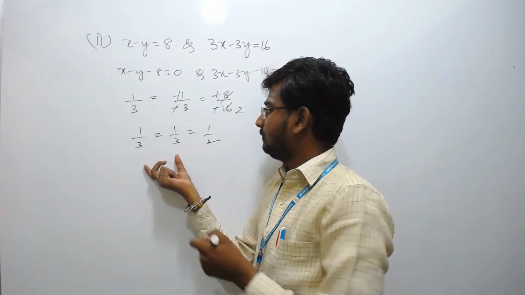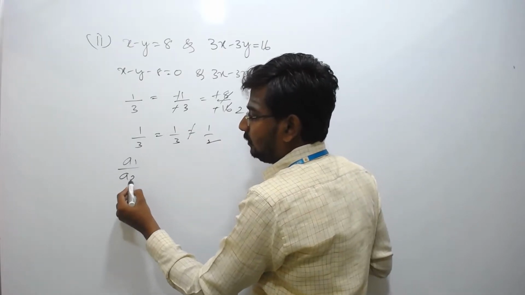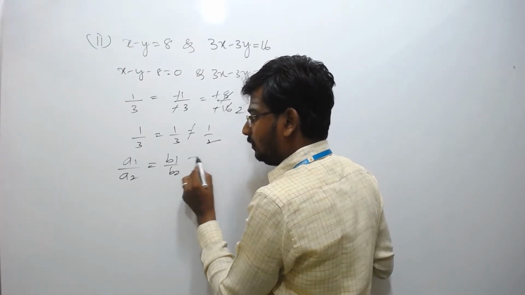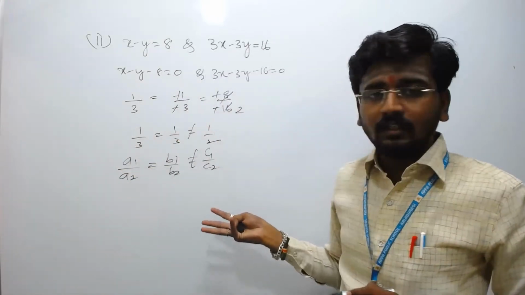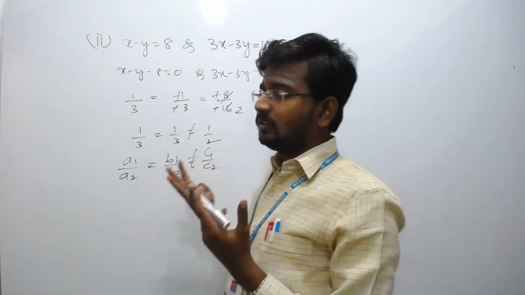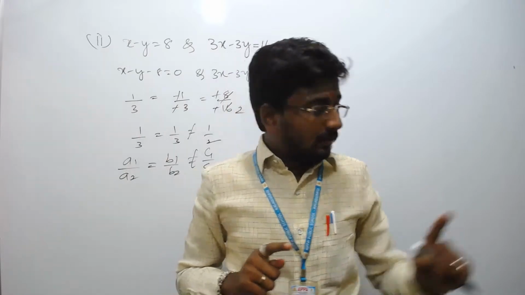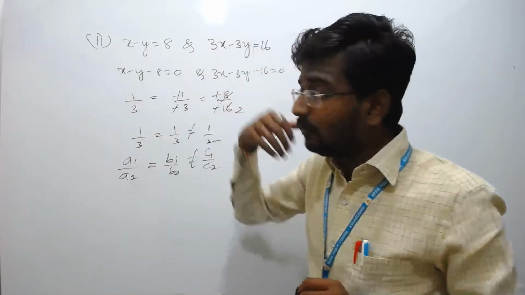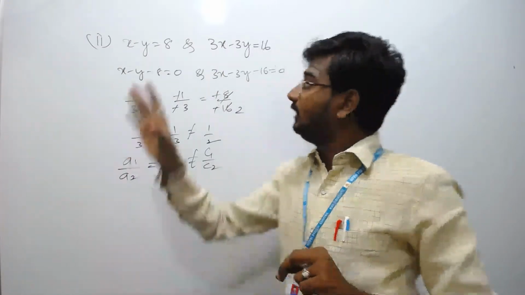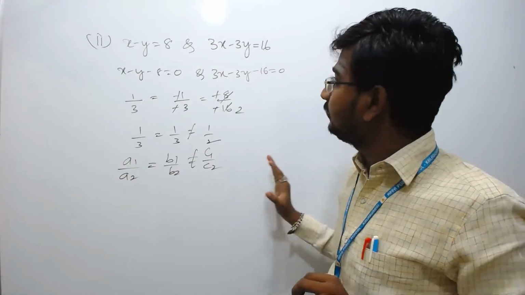1 by 3 is equal to 1 by 3 but not equal to 1 by 2. So a1 by a2 is equal to b1 by b2 but not equal to c1 by c2. So by the second condition, the system is inconsistent and does not have any solution, but graphically they represent parallel lines. According to the question, if it is consistent only, we have to solve by graph. But for our understanding, let us draw this graph.